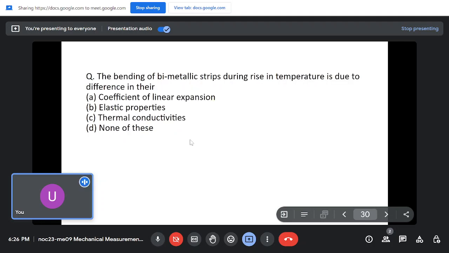So the next question is, the bending of bimetallic strip during rise in temperature is due to difference in their: A, coefficient of linear expansion; B, elastic properties; C, thermal conductivities; D, none of these. In this case, the bending action of bimetallic strips is caused due to rise in temperature. So what causes this? Is it coefficient of linear expansion, elastic properties, thermal conductivities, or none of these?